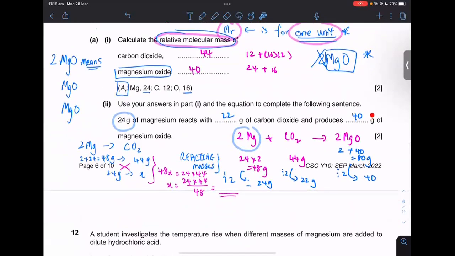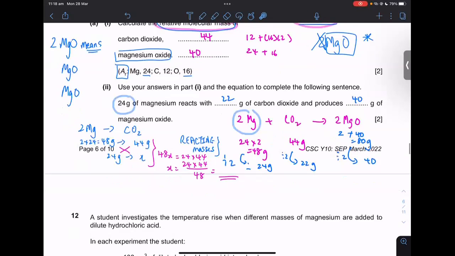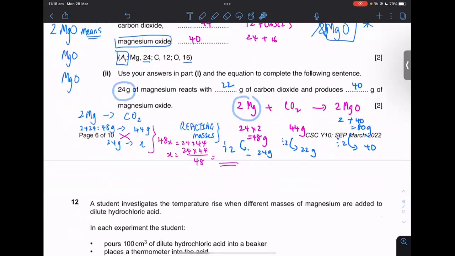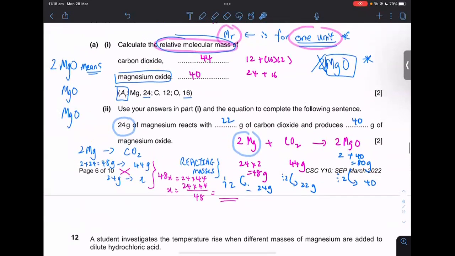I might have marked you incorrectly for this, so make sure you check 22 and 40 for your answer so that you get the correct one, and let me know if I marked incorrectly. This is called reacting masses. How much reacts is not just 1 unit. Mr is for 1 unit. That was year 9 HBL.